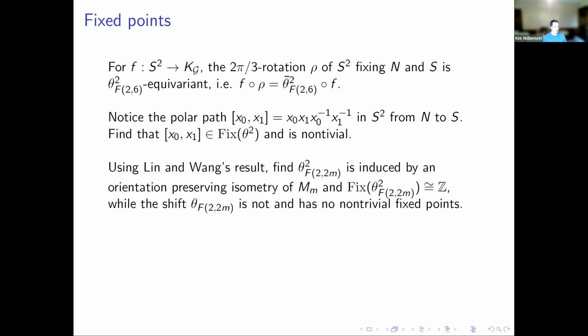So what's the upshot here? Well, I mentioned the result of Lin and Wang. With that in mind, you can show the shift squared is induced by an orientation preserving isometry. You can argue that the fixed point set is the integers, but at the same time, you can also show the shift is not induced by an orientation preserving isometry, and in fact, it's got no non-trivial fixed points. Remember, that's the hyperbolic case now, those Fibonacci manifolds.